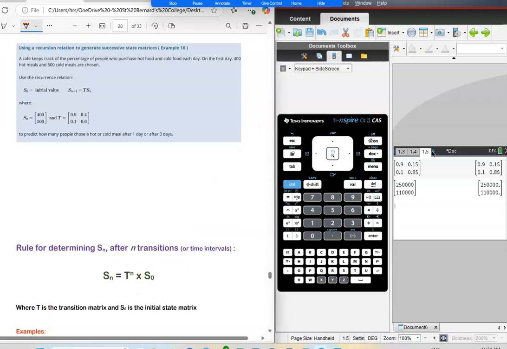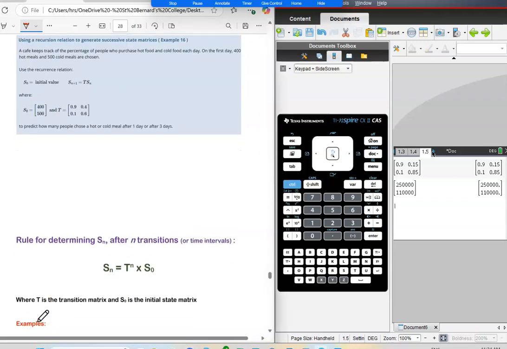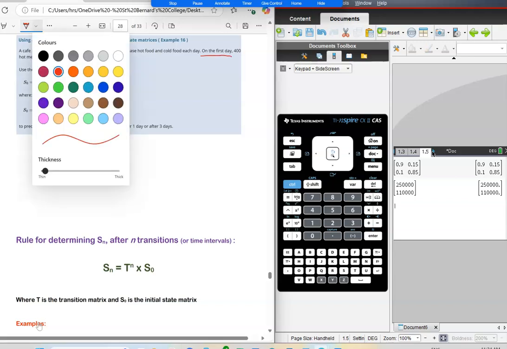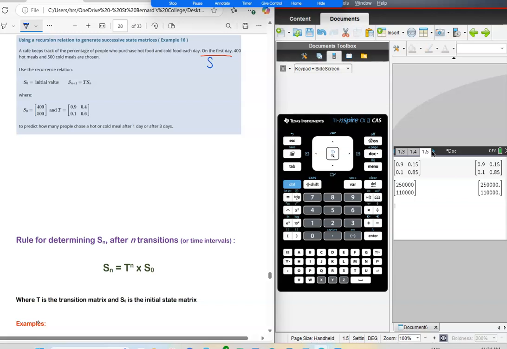Okay, so now we're going to have a look at another one so we can practice. A cafe keeps track of the percentage of people who purchase hot food and cold food. On the first day, when they tell you this, they're telling you your S0, your first state. They said there was 400 hot meals and 500 cold. So it's always good, even though they've written it down there, to write which one's which.